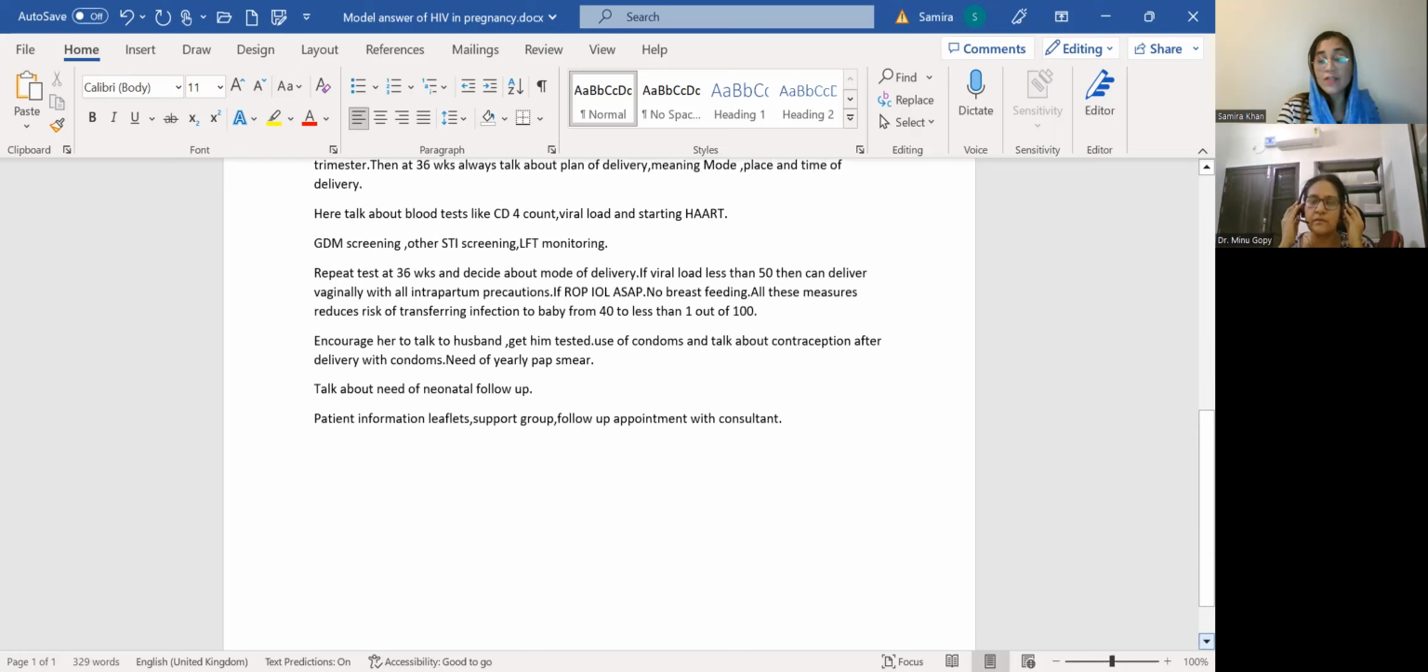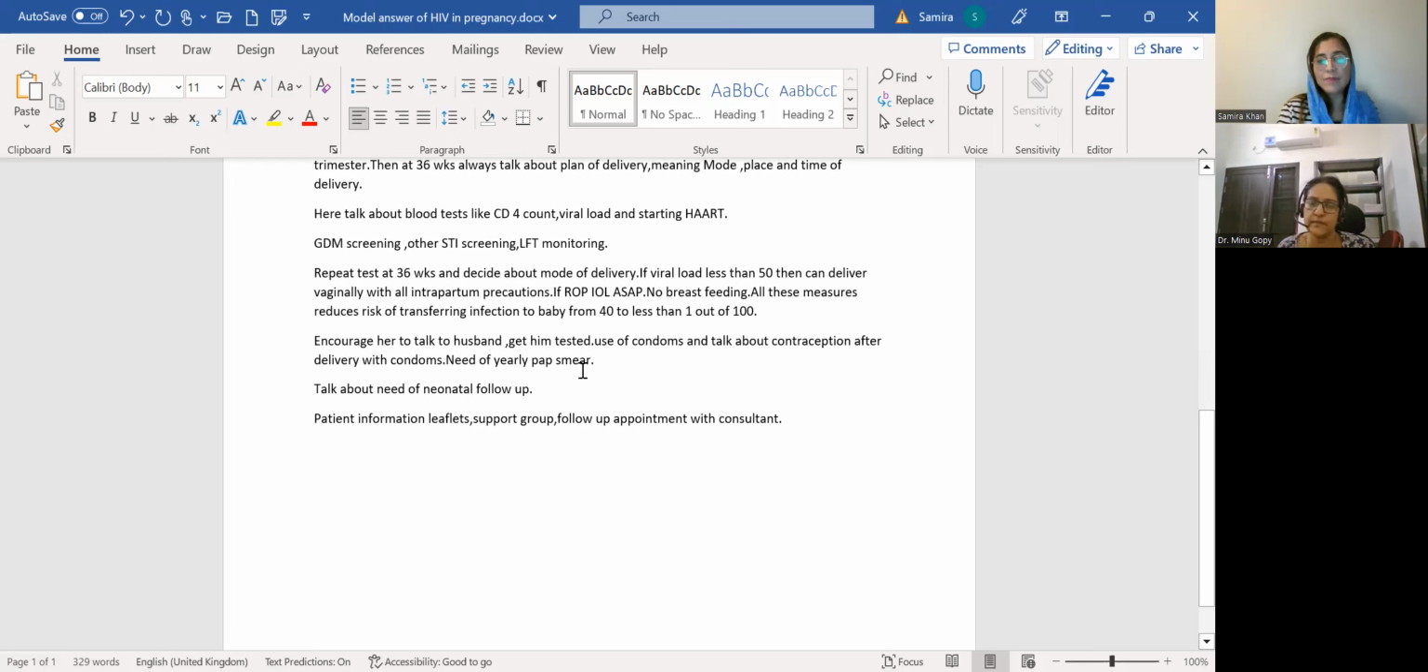Encourage her to talk to her husband by herself, and if she says that she doesn't want to talk, you have to say that then we will need to talk to him and inform him, because he has a right to know. So it is better that you inform him yourself, because he needs to be tested anyway, so he will know. So use of condoms, and talk about contraception after delivery with condoms.